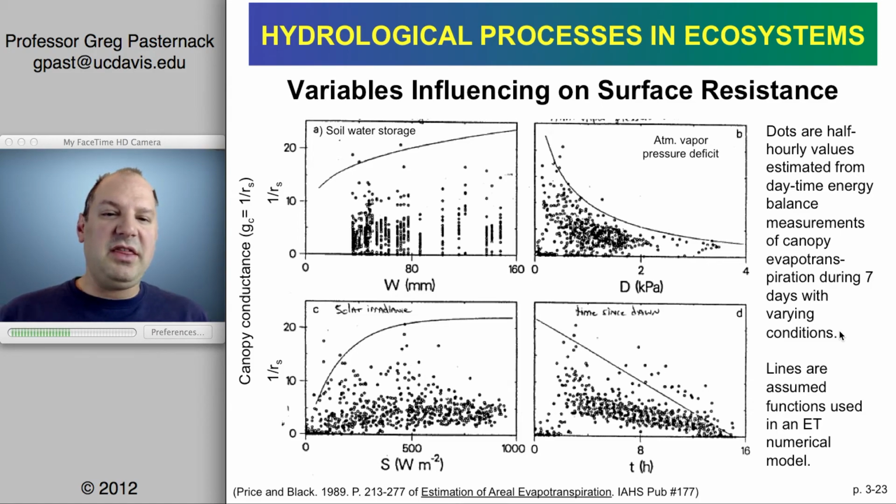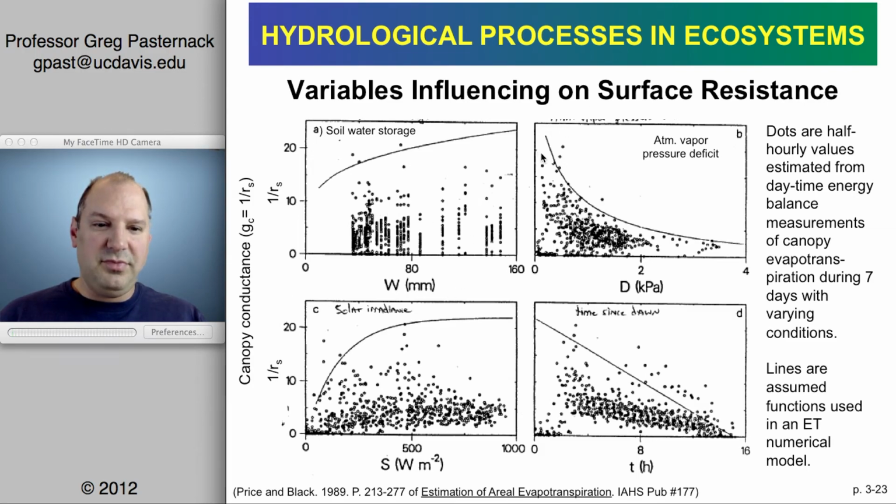This just helps to illustrate the variability of surface resistance. The lines in these plots show theoretical ideals that are used in computer simulations or computer models that are assumed. These are what are assumed. The dots here show some actual measurements measured through time, but just shown as a scatter plot. The upper left shows soil water storage. So in theory, the more soil water storage you have, then the greater the conductance should be. But notice here it's pretty much no difference.